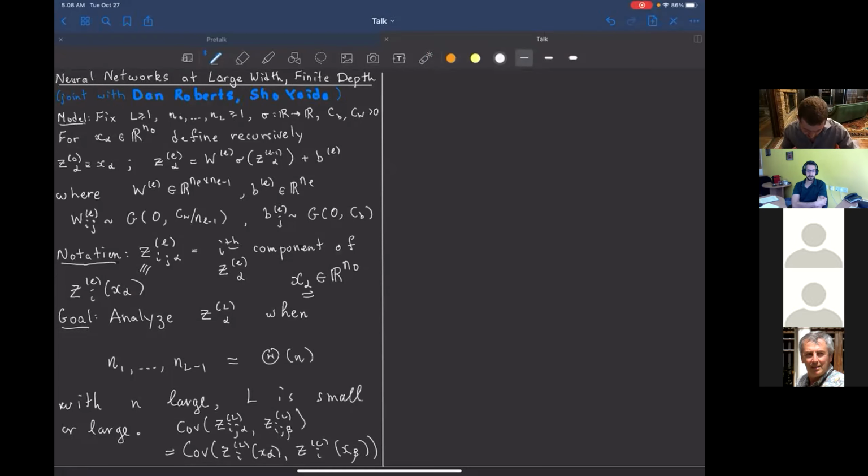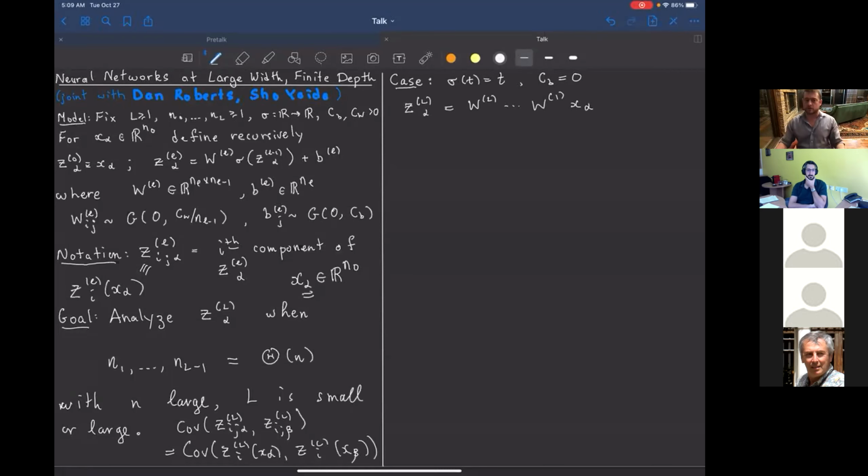So this is my goal. I want to analyze this stochastic process, and I came to this because I'm interested in neural networks for various reasons. But like I said in the last talk, let me point out a very special case. If your function sigma is just the identity, and you set the bias variance to be 0, then the output of this Markov chain is just a product of random matrices, W^L down to W^1 applied to the input X alpha. So this recovers as a special case studying products of random matrices.